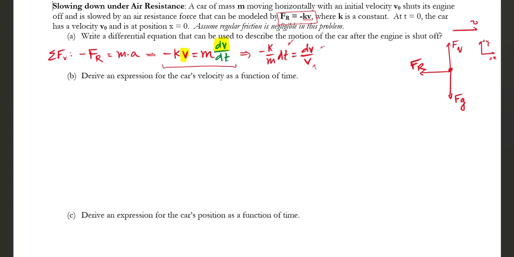So if I'm going to expand this, let's come down here. We're going to integrate negative k over m dt, and we're going to integrate the other side, dv over v.